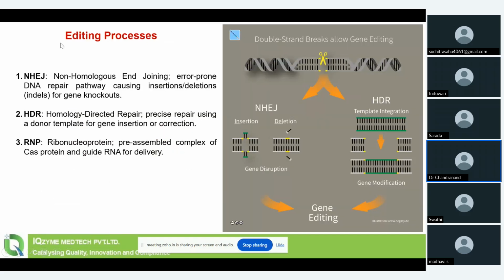The editing processes happen through three routes. One is NHEJ, which is non-homologous end joining, an error-prone DNA repair pathway causing insertions and deletions for gene knockouts. And there is HDR, which is homology-directed repair. It functions in a precise manner, with precise repair using a donor template for gene insertion or correction. And then there is the ribonucleoprotein, which is a pre-assembled complex of Cas protein and guide RNA for delivery.